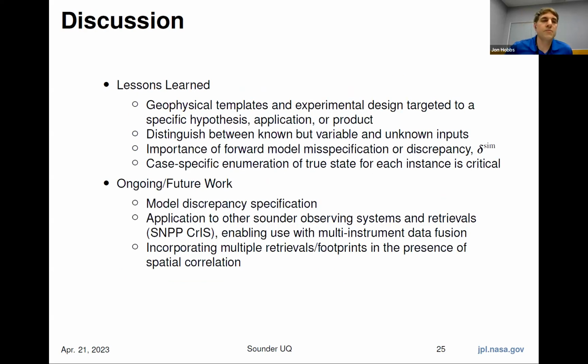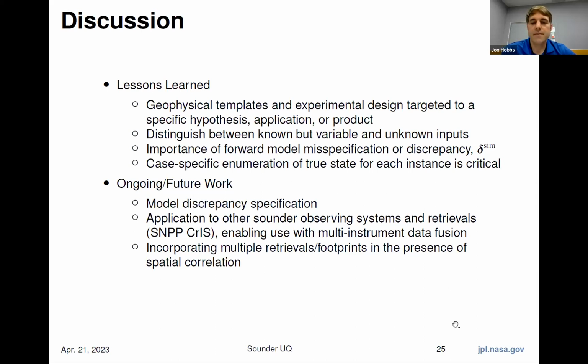Okay, so just some concluding points here on the UQ pipeline, some lessons learned. The geophysical templates and the experimental design should really be targeted to a specific hypothesis, application, or product. And in setting up the templates, it's important to identify the inputs that are unknown and really go into that state vector from those that are variable and just need to be accounted for, like the observing pattern of the satellite and those sorts of things. We're still wrestling with this model discrepancy specification, and it's really a key component of the pipeline. And we've found that to be the case in other applications as well.